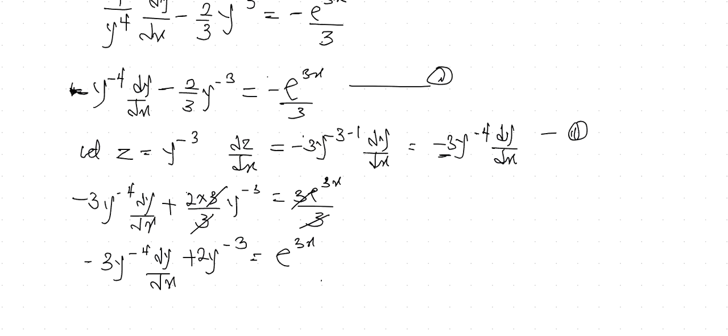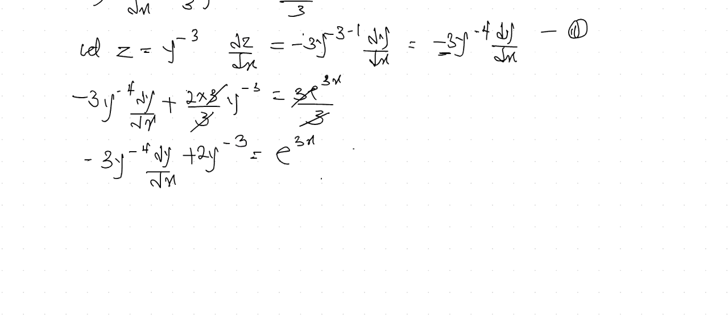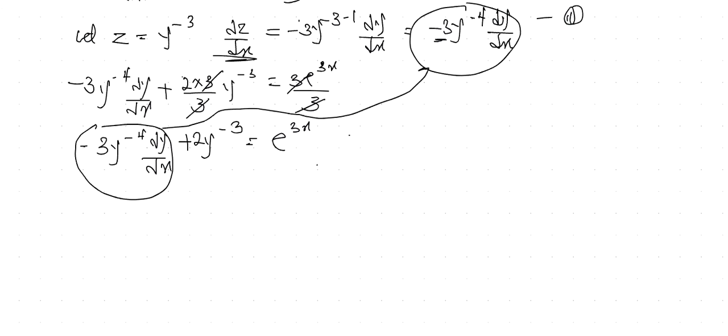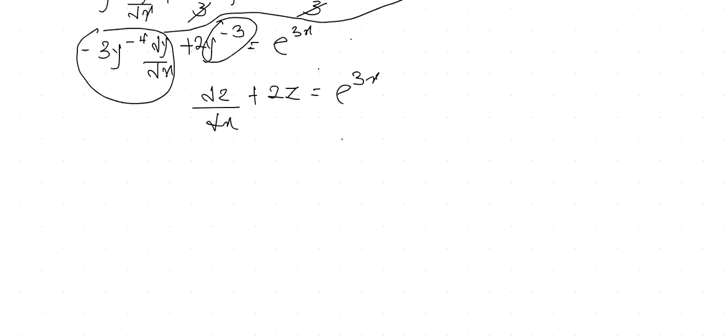At this point, we discover that this is now the same as this, so we can definitely replace it. We'll replace it, which gives us dz/dx plus 2z, don't forget, equal to e raised to the power of 3x. So from here, we can say that p is equal to 2, and q is equal to e raised to the power of 3x. Then we'll look for the integrating factor.